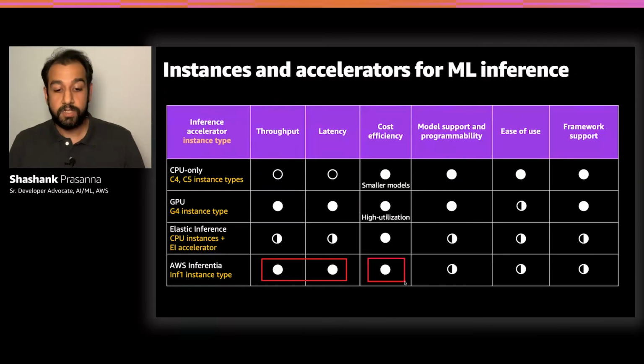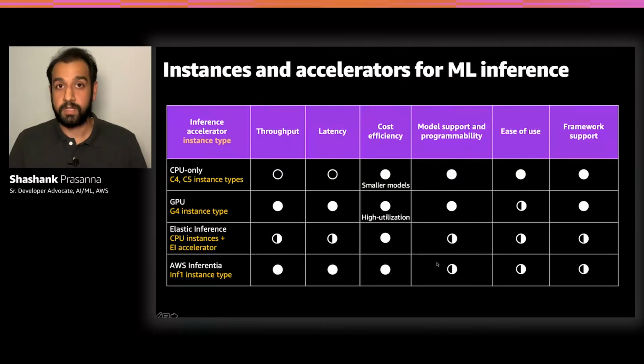In terms of cost efficiency, it is a lower cost option than GPU. So if your model is fully supported, then AWS Inferentia can be the best option for you with Inf1 instances. Of course, it is not as programmable as a CPU or a GPU, but if your model is supported, then this can be the best option for you.